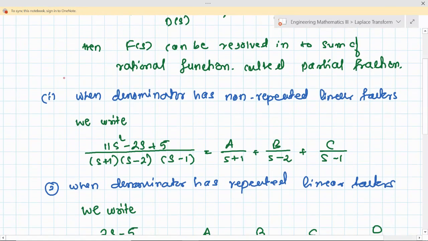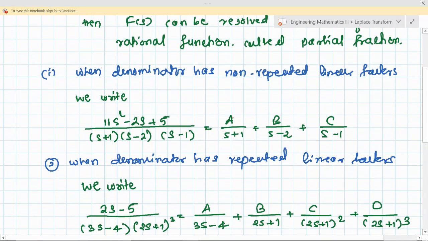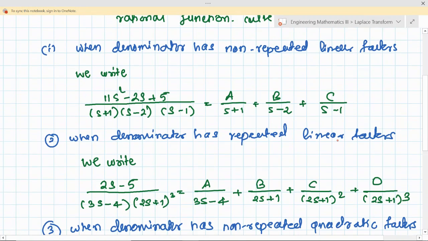Suppose we have a condition when the denominator has a non-repeated linear factor. Non-repeated linear factor means what? See here, degree of numerator is 2 and degree of denominator is 3, since s into s into s is s cube. So degree of N of s is strictly less than degree of D of s. How can we resolve this into a sum of rational fractions? It is A upon the first factor, B upon the second factor, and C upon the third factor, like this, and find the values of A, B, C. This is the partial fraction.